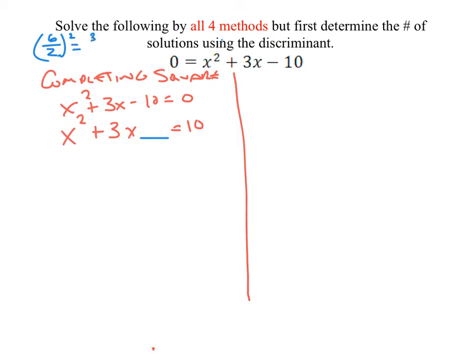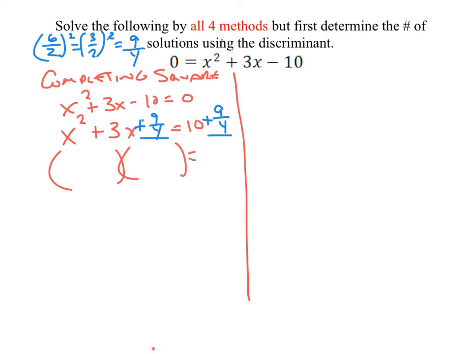So what is b? b is 3, so 3 divided by 2, and I'm going to square that. Well, that gives me 9/4. So I'm going to add 9/4. Don't be thrown off by fractions, no big deal. Now, that's imbalancing the equation, so I'm going to have to add 9/4 to the other side to keep my equation balanced. Well, now I'm going to go and factor the left side.